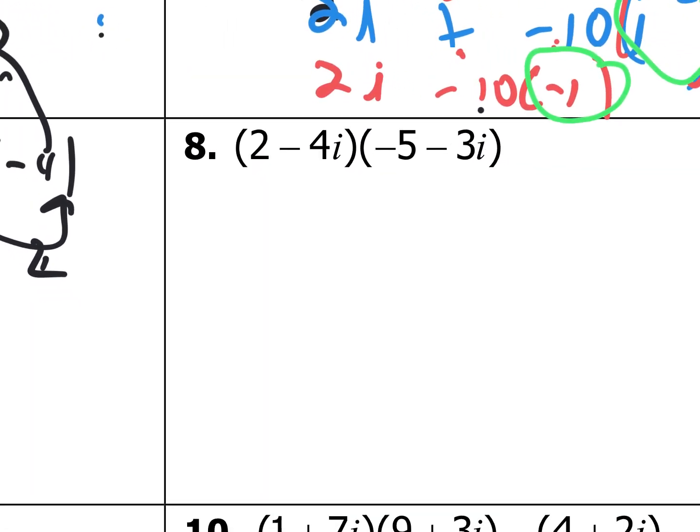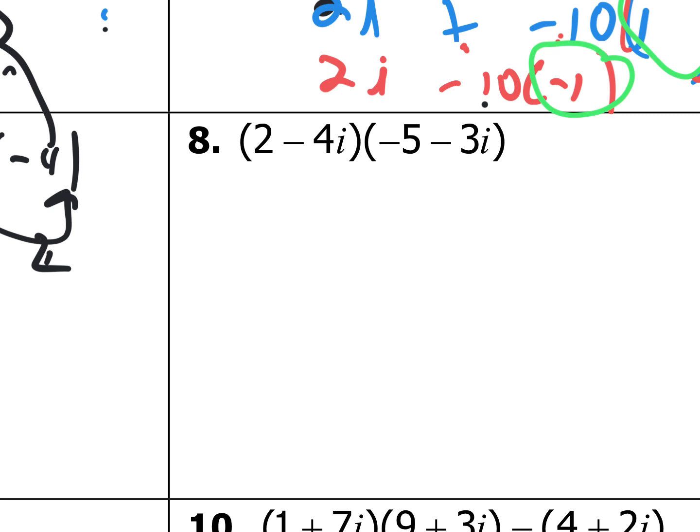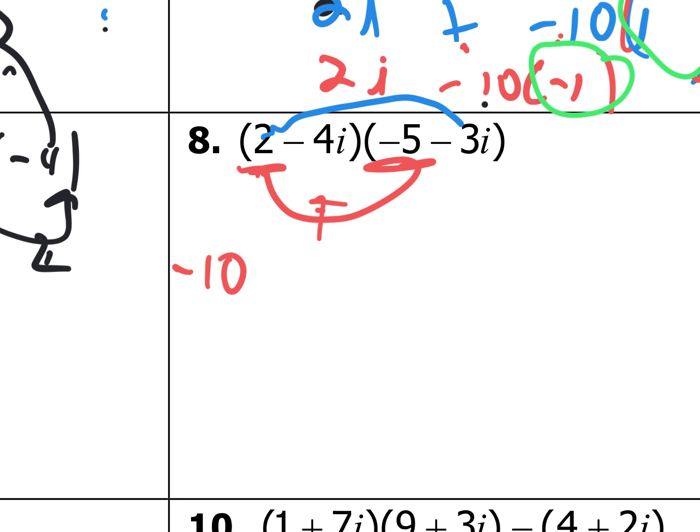All right, so here's another candidate for FOIL. This time I'm not going to do all the steps. Help me out here. First, 2 times a negative 5. How much is that? That's your first two terms. What is that? Negative 10. Very good. Now I've got to do the outsides. 2 times the negative 3i. What's your gut feeling? Negative 6i. Very good.